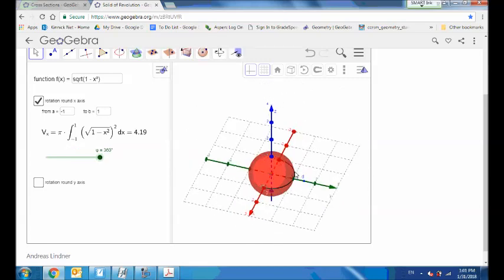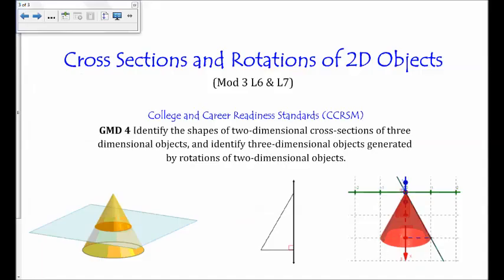All right, those are just a couple examples of rotating something that's in two dimensions around an axis and getting a three-dimensional shape. So this video is about cross sections, which again are parallel to the base, and intersections, which are not parallel to the base of three-dimensional shapes, and looking at rotations of two-dimensional objects around a provided axis, and looking at what three-dimensional solids or objects are generated by those rotations.